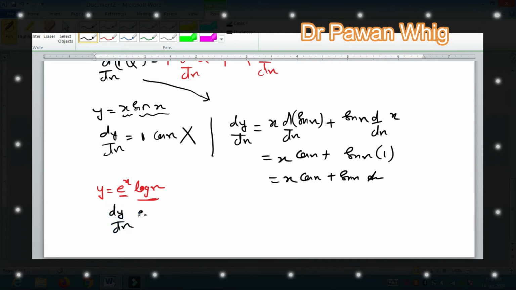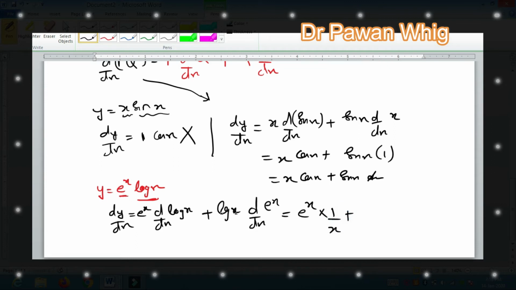You keep the first function the same and differentiate the other one, then plus, keep the other function the same and differentiate the first one, which is e raised to power x. Now you have to apply the formula. The differentiation of log x is 1 by x, and similarly plus, keep log x the same, and differentiate e^x, which is equal to e^x. So the net answer would be e^x upon x plus log x e^x. Hope you understand the product rule.